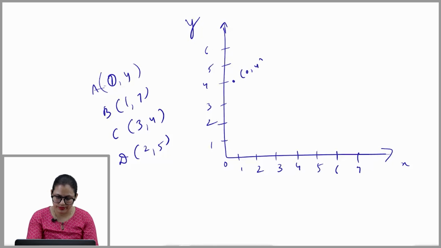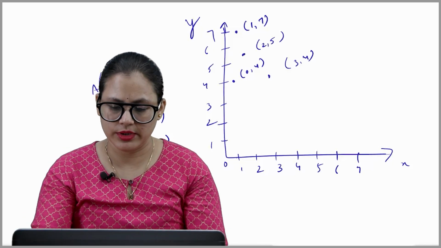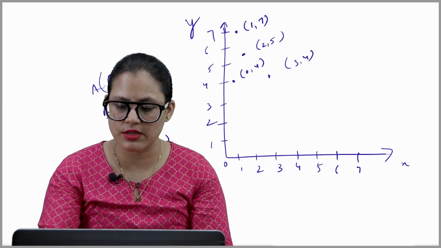First 0 and 4. Then you have 1 and 7. Then 3 and 4. Then 2 and 5. Now, do they lie on a line? These three are on a line, but this one is not on the line.